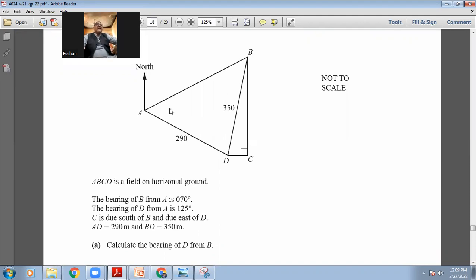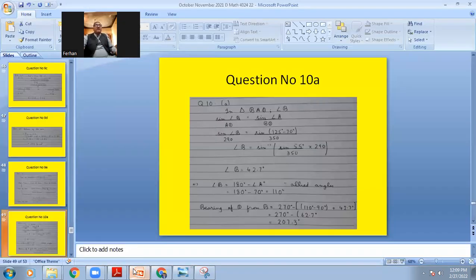Once you know this angle, then I can apply the law of sine. Opposite to this angle will be this side. I will try to find out this angle. Once I know this angle, I can find this angle. This angle will be allied to 70. From 360, I will subtract this angle. Or you can say I will subtract from 360, and the remainder will be the bearing of D from B. So strategy is clear.